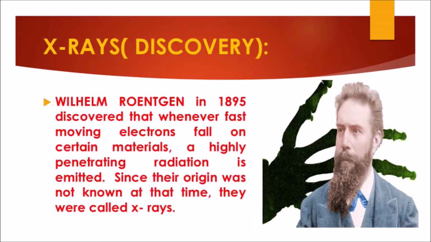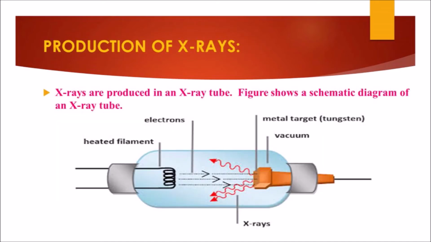Next, the most important topic is X-rays. First, we will see the discovery. Wilhelm Röntgen in 1895 discovered that whenever fast-moving electrons fall on certain materials, a highly penetrating radiation is emitted. Since their origin was not known at that time, they were called X-rays. Now we will see how X-rays are produced.